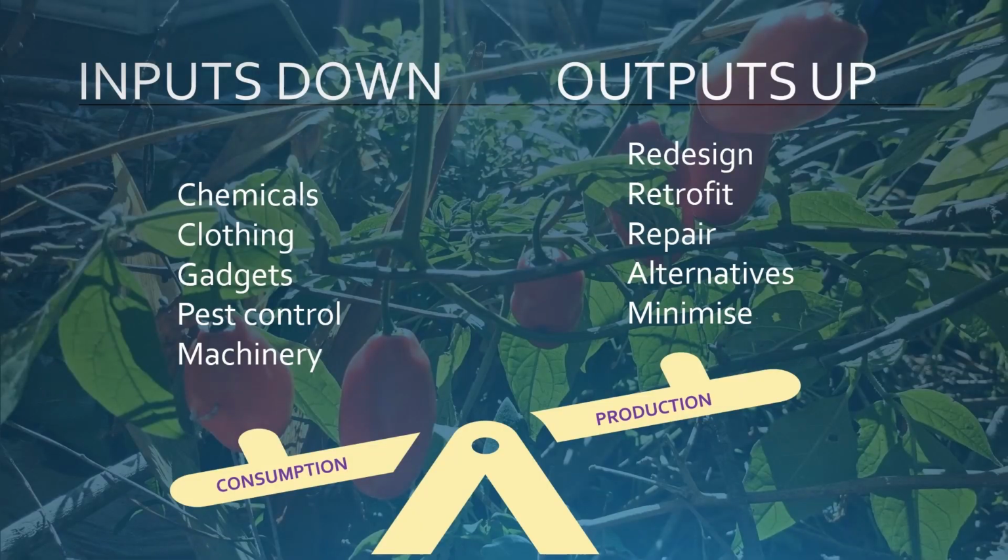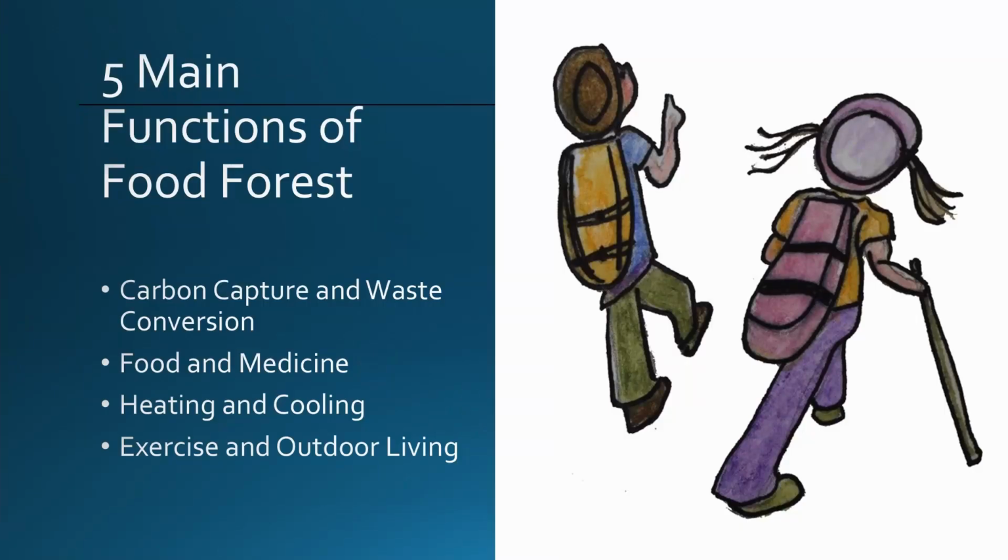The food forest converts a lot of our waste. We consume less because it supplies food, as well as most of our heating and cooling needs, and it gives us a chance to produce more. The 5 main functions of the food forest are carbon capture and waste conversion, food and medicine, heating and cooling, and exercise and outdoor living.